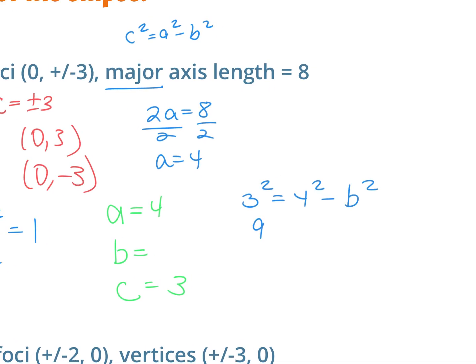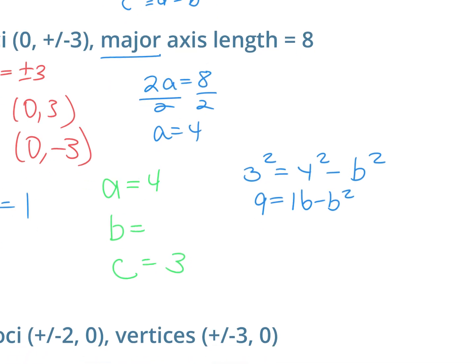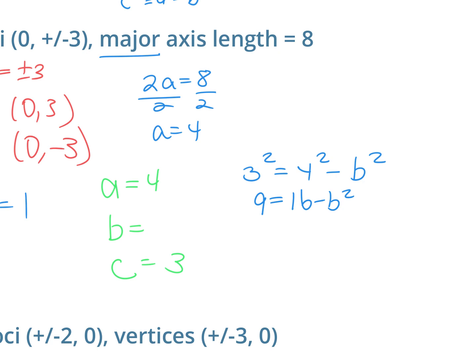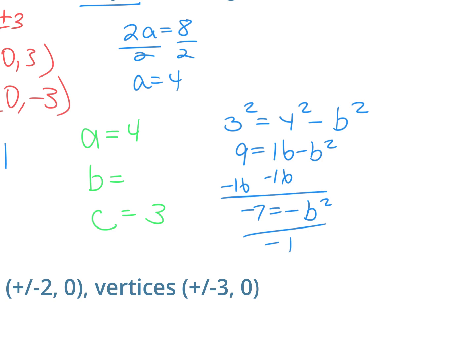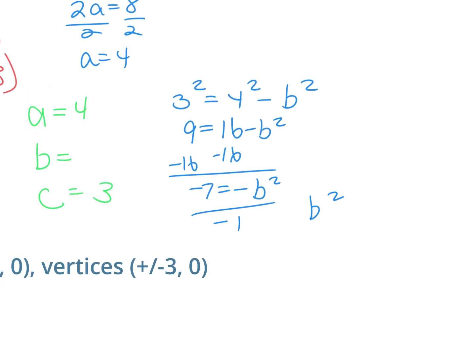All right, so I have 9 equals 16 minus B squared. Now what? Subtract 16? Okay. Negative 7 equals negative B squared. Before I take the square root, what should I do? Divide by negative 1. So I get B squared equals 7. So I take the what? So B equals plus or minus root 7.